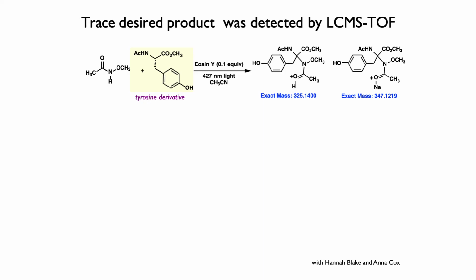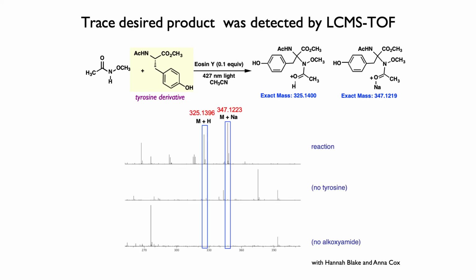So this is, again, the reaction that we wanted to see happen. These are the exact masses. This is what we needed to see by mass spec. And if we saw these masses with very little error by LCMS, we would be able to know if our product was there to some extent.